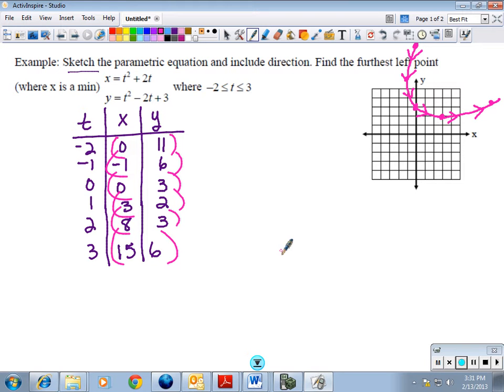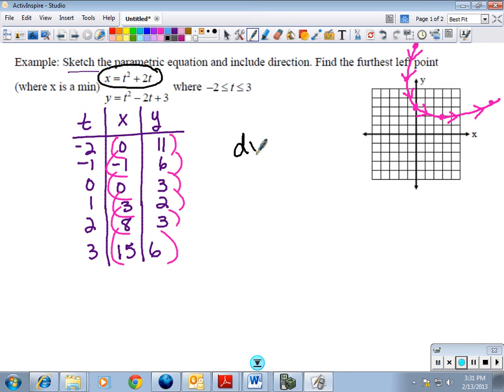Okay, and now it tells me to find the furthest left, and I'm not sure should that be farthest? I don't know, I teach math. Find the furthest left point where x is a minimum. So I want to minimize x. Well, how do you minimize something? You use the derivative where it changes from a negative to positive. Well, the furthest left point would be where x is a min.